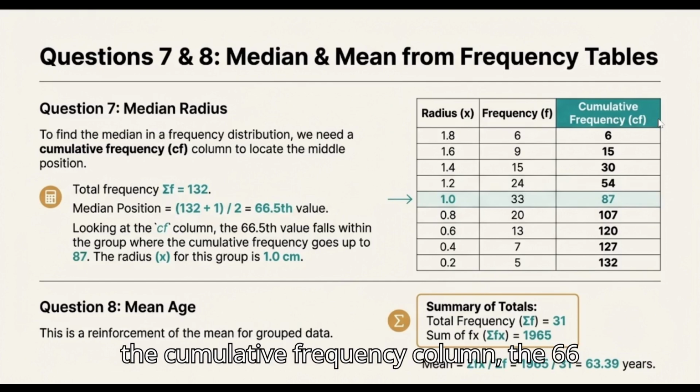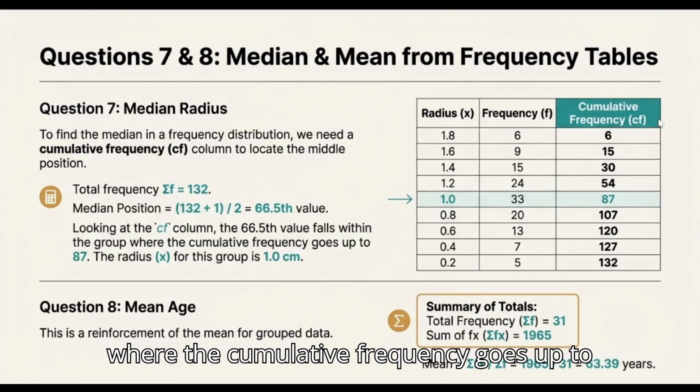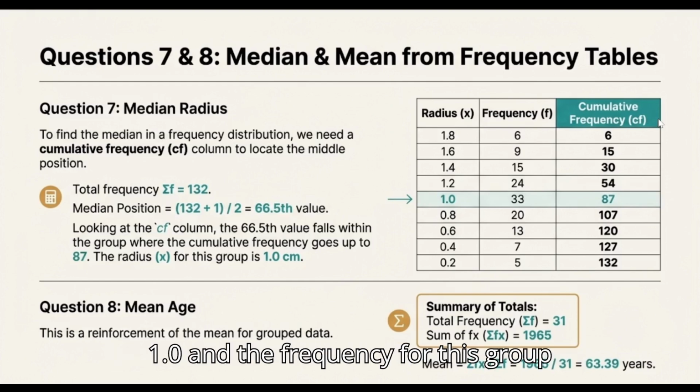Looking at the cumulative frequency column, the 66.5th value falls within the group where the cumulative frequency goes up to 87. The radius for this group is 1.0 and the frequency for this group is 33.